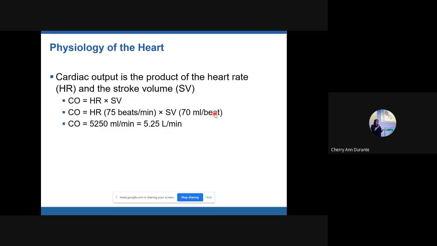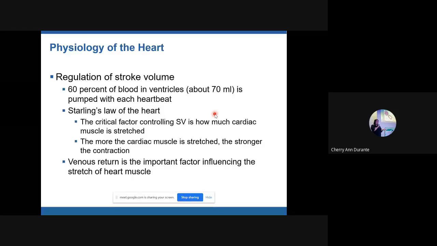So that's the formula. So example, you have heart rate is 75 beats per minute and your stroke volume is 70 ml per beat. So minultiply yon. So ang cardiac output niya is 5,250 ml per minute or 5.25 liters per minute, which is the normal cardiac output. Normal cardiac output is 5 liters per minute.